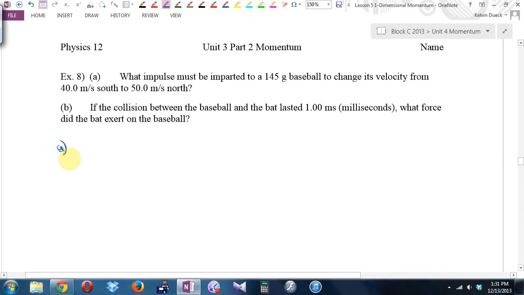What are they asking me to find? Impulse. What's another word for impulse? So they're asking me to find that. Now there's two ways I can find that. Change in momentum equals mass times change in velocity, final minus initial, and it equals force times change in time. Which one am I going to use for A?